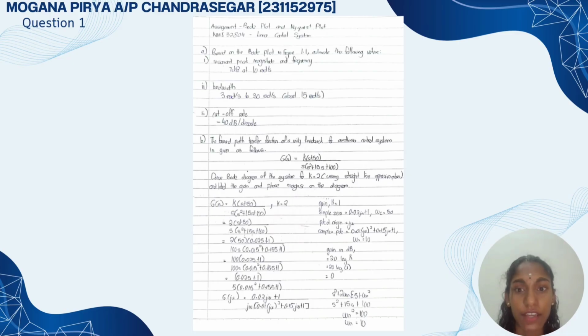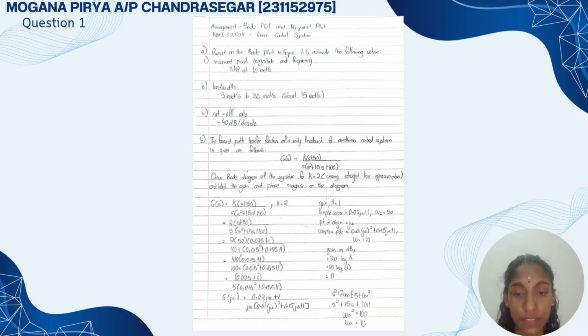The B question is that the forward path transfer function of the unity feedback control system is given as follows. The first is G(s) equal to K(s plus 50) over s square plus 15s plus 100. So we have to draw the Bode diagram of the system for K equal to 2 using the straight line approximation and label the gain and phase margin on the diagram.